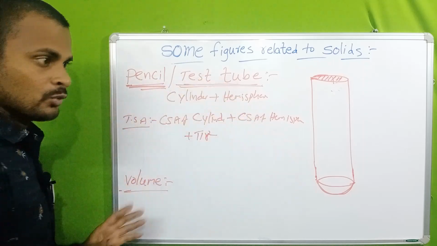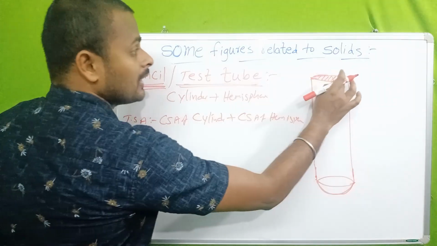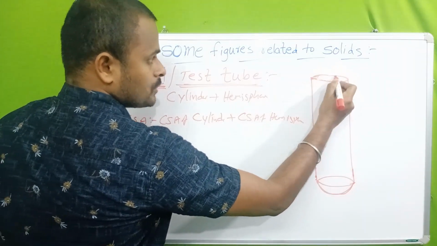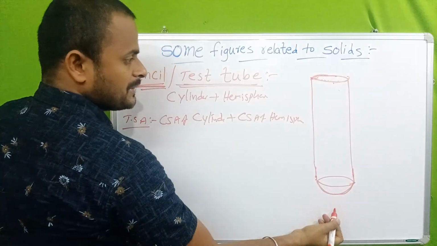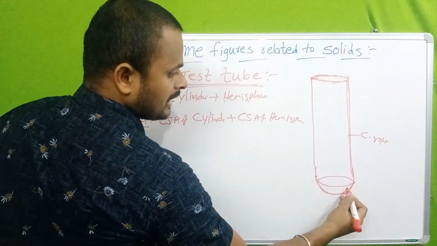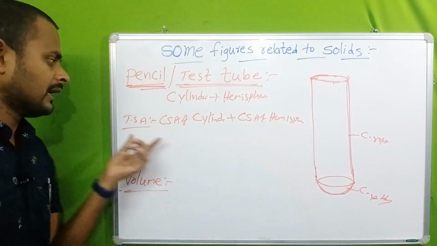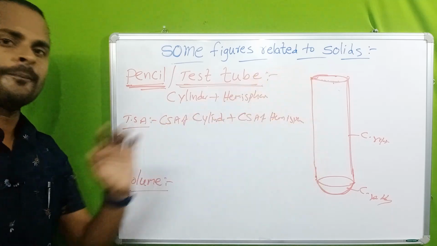What about the test tube? Just remove this, because a test tube does not have the top surface. It is hollow. So it is the combination of cylinder and hemisphere. You have to find only the curved surface area of the cylinder and also the CSA of the hemisphere. This is the way to find the total surface area of these kinds of objects.